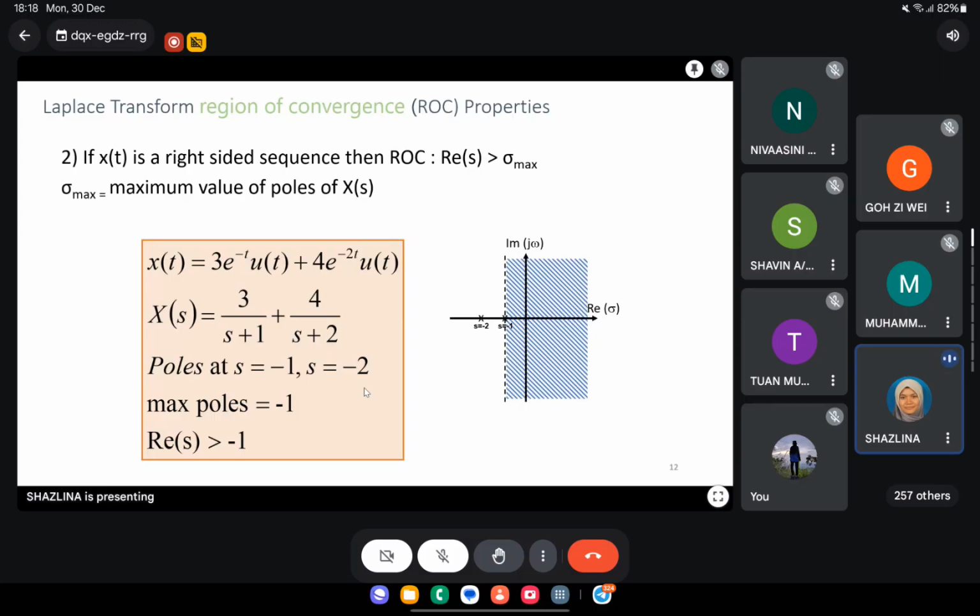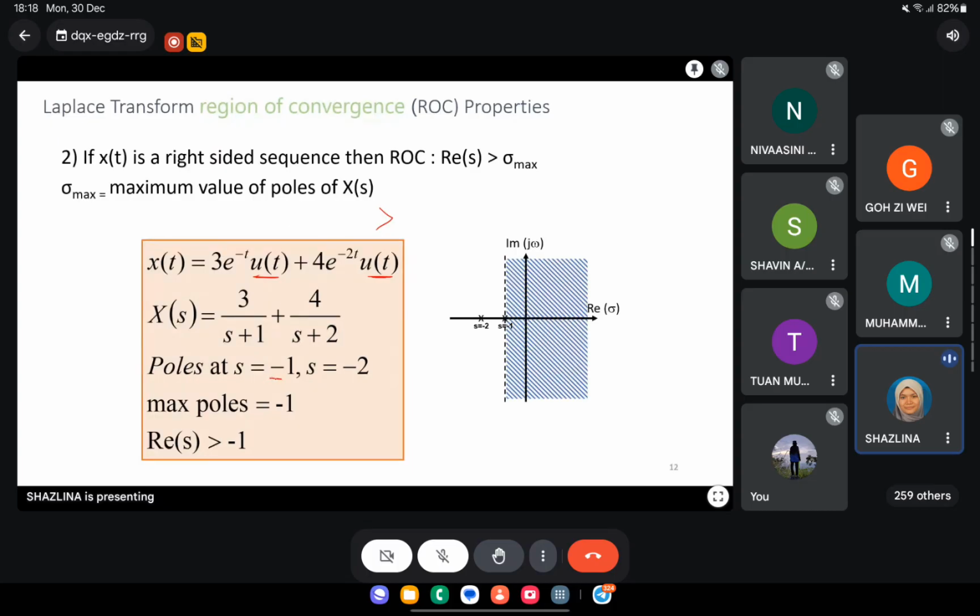Look at this, this is the right side. The values we did just now were in terms of a. If x(t) is a right-sided sequence, and you have two signals, look at this: we have 3 e to the power negative t u(t) and 4 e to the power negative 2t u(t). Both are right-sided, so the ROC must be bigger. But bigger than which pole?